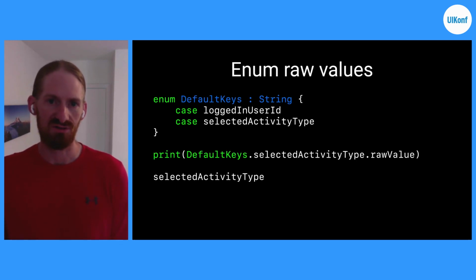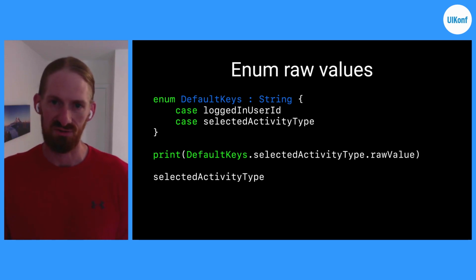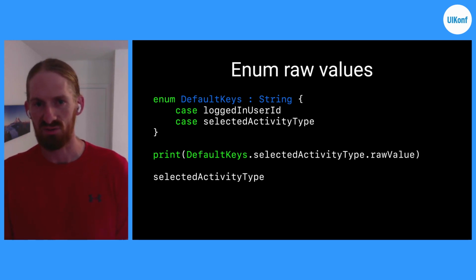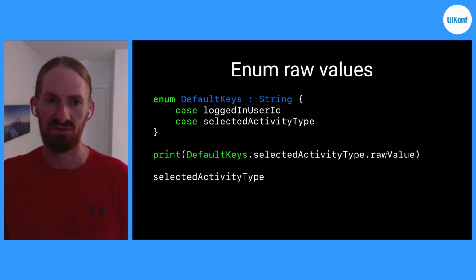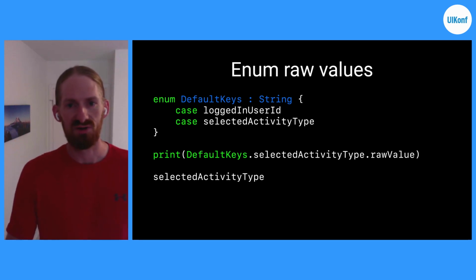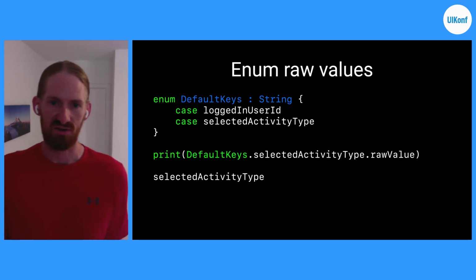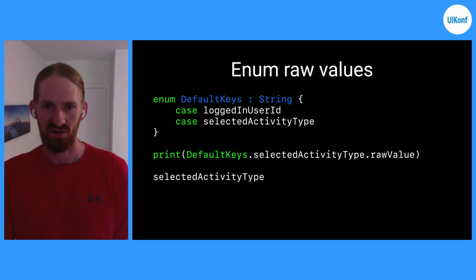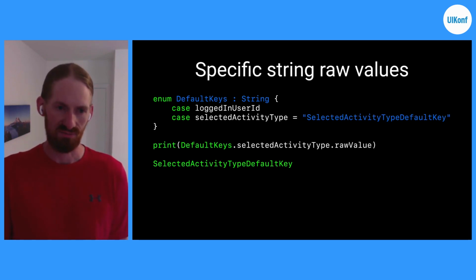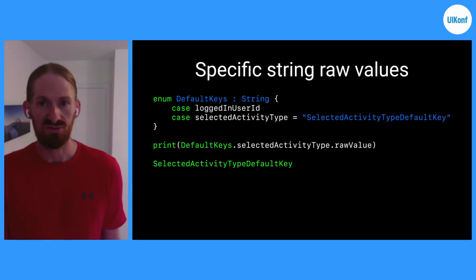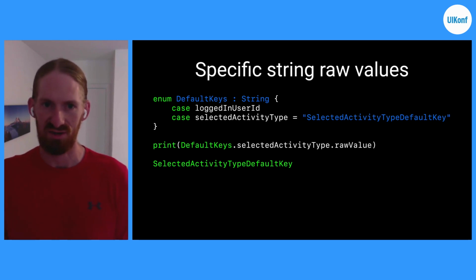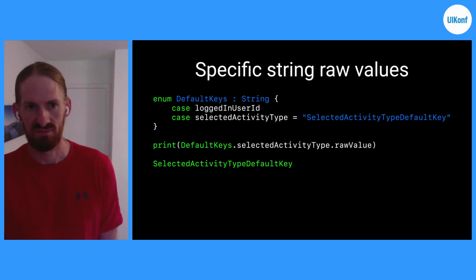Enums in Swift can also have raw values. Traditionally, most enums use ints as their raw values, but we can use strings too. This is really useful for defining things like keys that we want to reuse in multiple places. Swift can define the raw value as the name of each case automatically, or we can provide our own raw value for each case. Here we're defining a specific string for the selectedActivityType case, and that's the string we get back when we access the raw value.